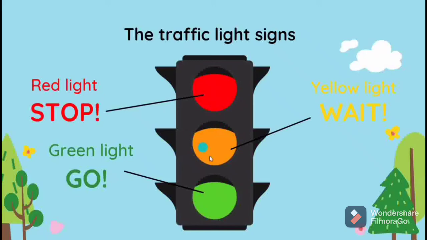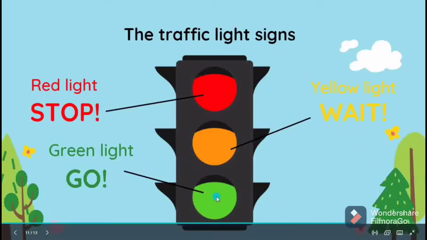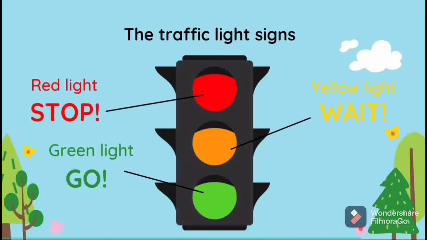And next, the yellow light, which means wait. You have to wait before crossing the road or be ready to stop if you are driving. And the last one is green light. Green light means you can go. Either you walk or driving.